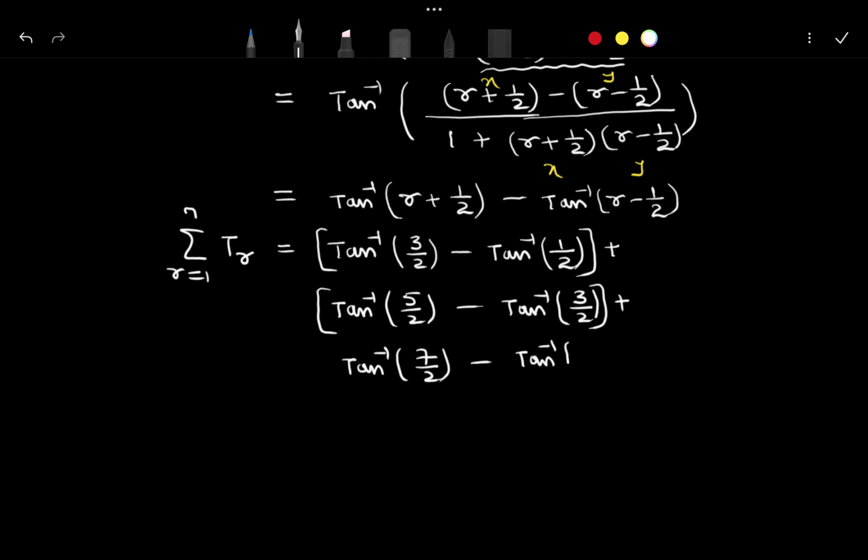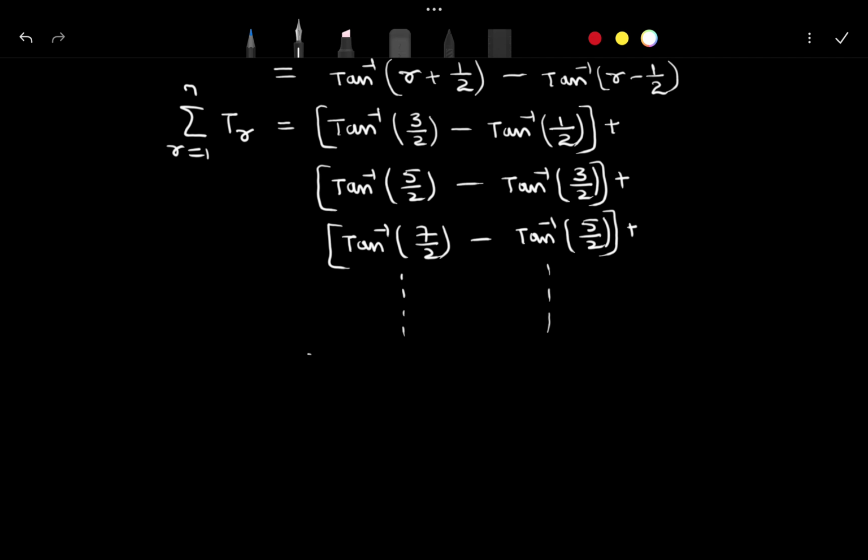So finally, and so on, if you write r equals n, it becomes plus tan inverse of (n plus 1) by 2 minus tan inverse of (n minus 1) by 2. This is the last term.